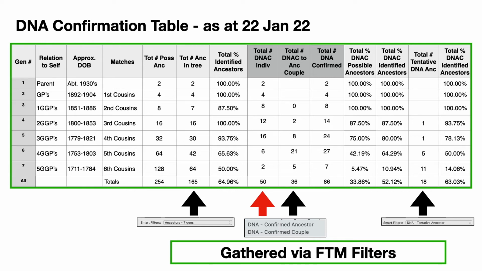And the others are just filters run exactly the same way for the 7 generations, as I said before, for the confirmed couple and for your tentative ancestors. And tentative ancestors are those where you haven't got segment data or they're from AncestryDNA, and whilst they might be a genealogical relative, they may not be a genetic relative until you've actually done that additional work to confirm them.